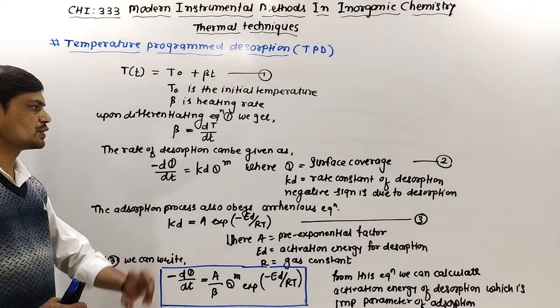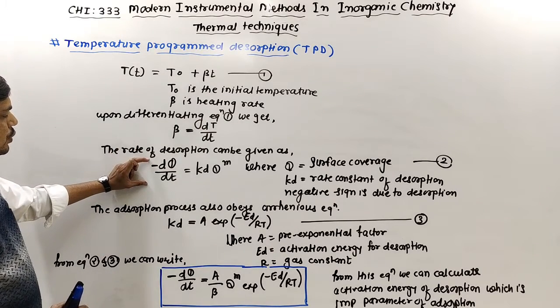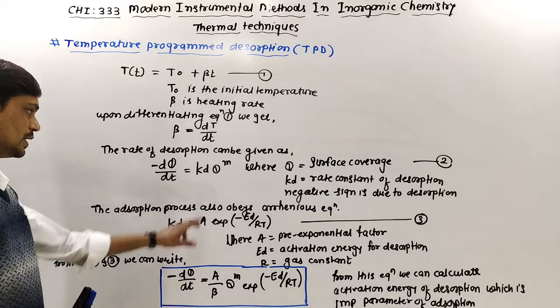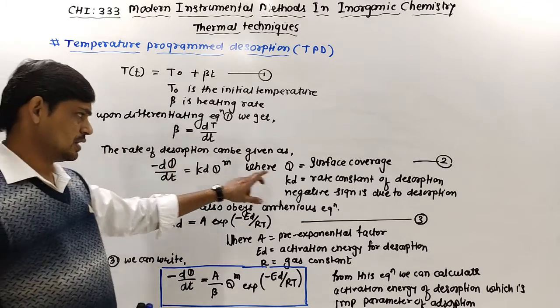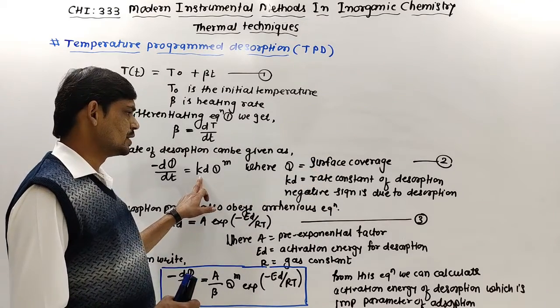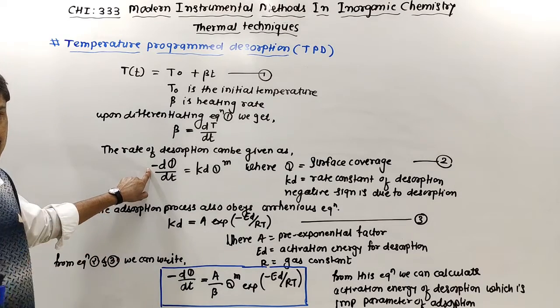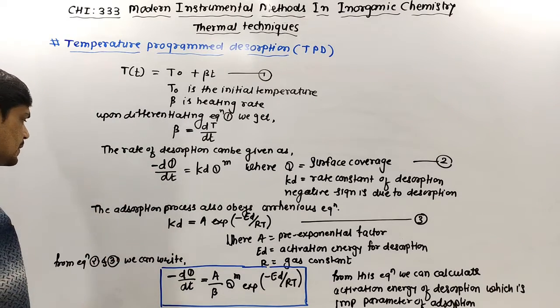The rate of desorption can also be given by one more equation, minus d theta upon dt is equal to kd into theta raised to m. Here theta is the surface coverage, kd is the rate constant of desorption, and the negative sign is due to desorption because the number of molecules goes on decreasing.